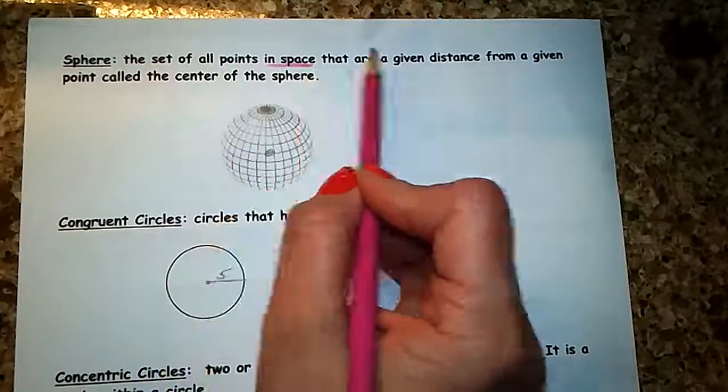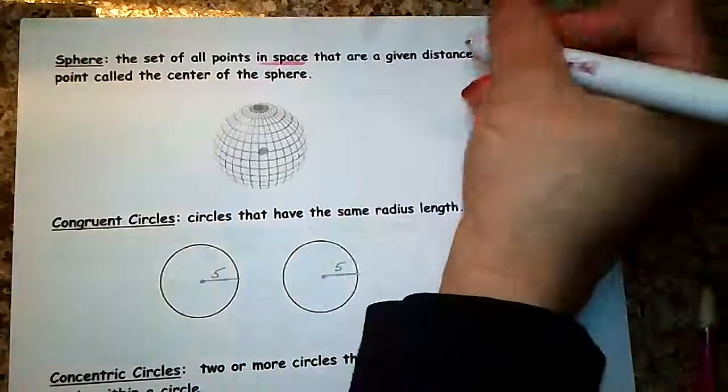So it's a set of points in space that are a given distance. There's that given distance again. That's our radius again.